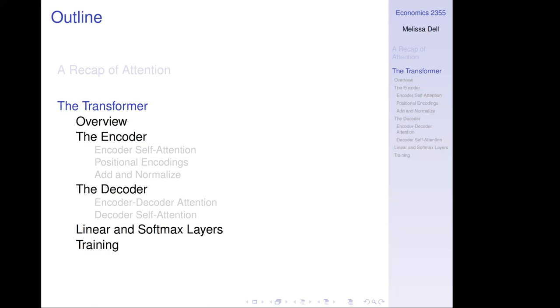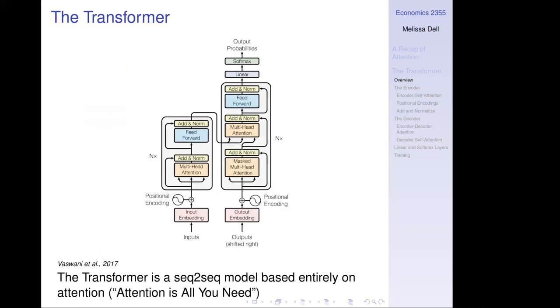Okay, and so now I'm going to move on to talking about the transformer model. First, to give an overview, the transformer is a seq-to-seq model that is based entirely on attention, and hence the name of the paper is Attention is All You Need. This is the figure from the paper that shows the architecture, and hopefully by the end of the lecture, you'll have a good understanding of what is going on with this architecture.